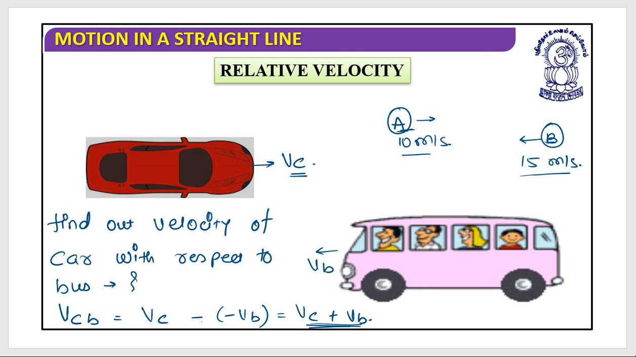Yes, or even B can say the same. Even B can say the same, that A is moving towards him with a speed of 25 meters per second, provided he himself is at rest. I hope these things are clear.